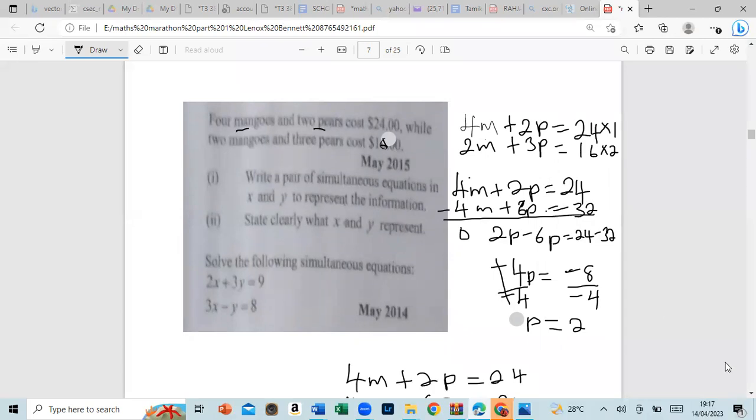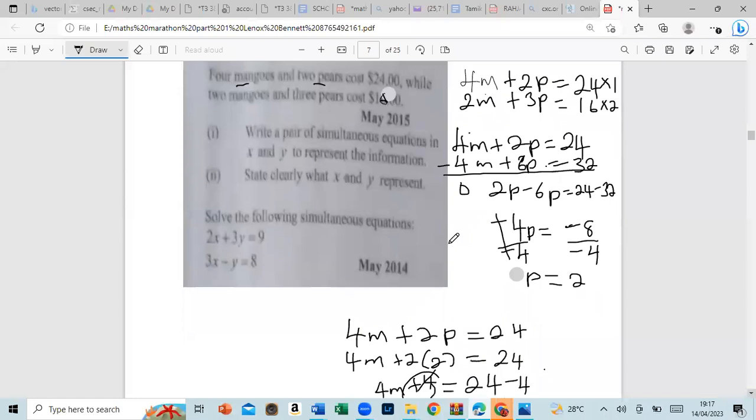Guys, even when you're in an exam, just check it to see if it comes back, because sometimes you can make a little error. And when you check it, then you will find out if you made an error.